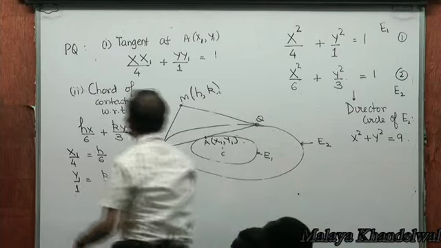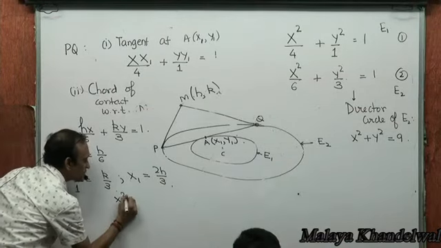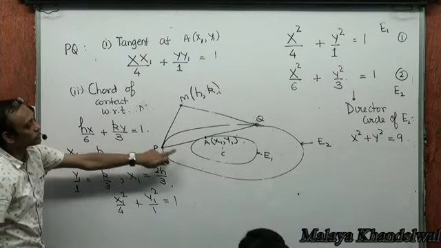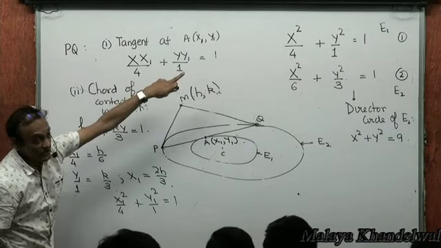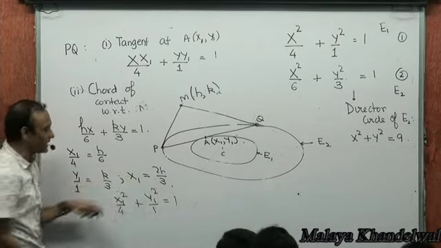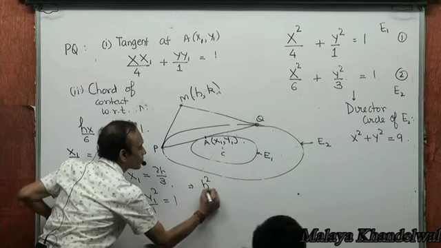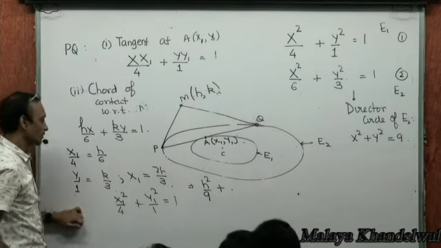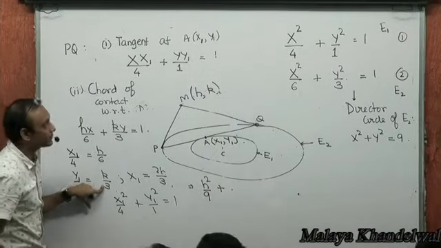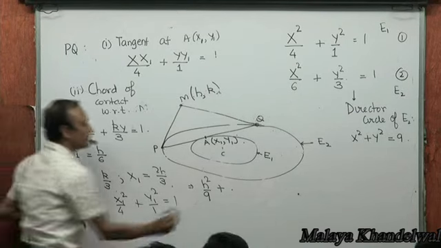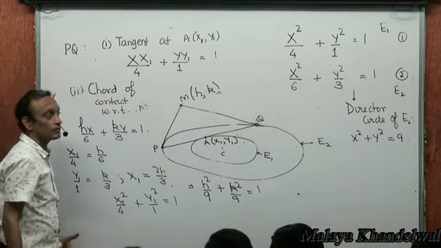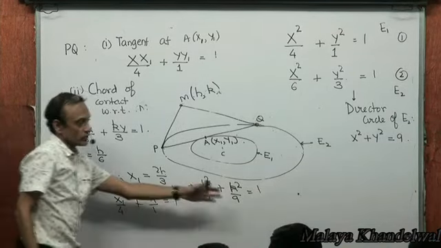Yes or no? So x1 squared by 4 plus y1 squared by 1 must be 1, because x1, y1 belongs to ellipse E1, satisfying the equation. Now x1 squared by 4 would be h squared by 9, as you can see. And y1 squared by 1 would be k squared by 9, equal to 1. h square plus k square equal to 9, as you can see.